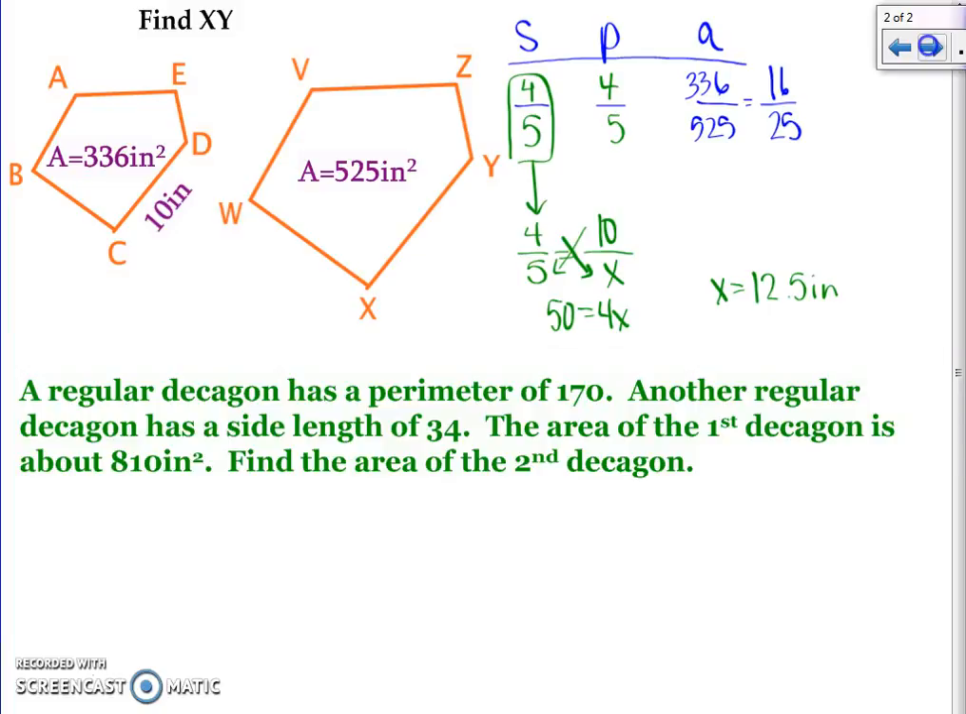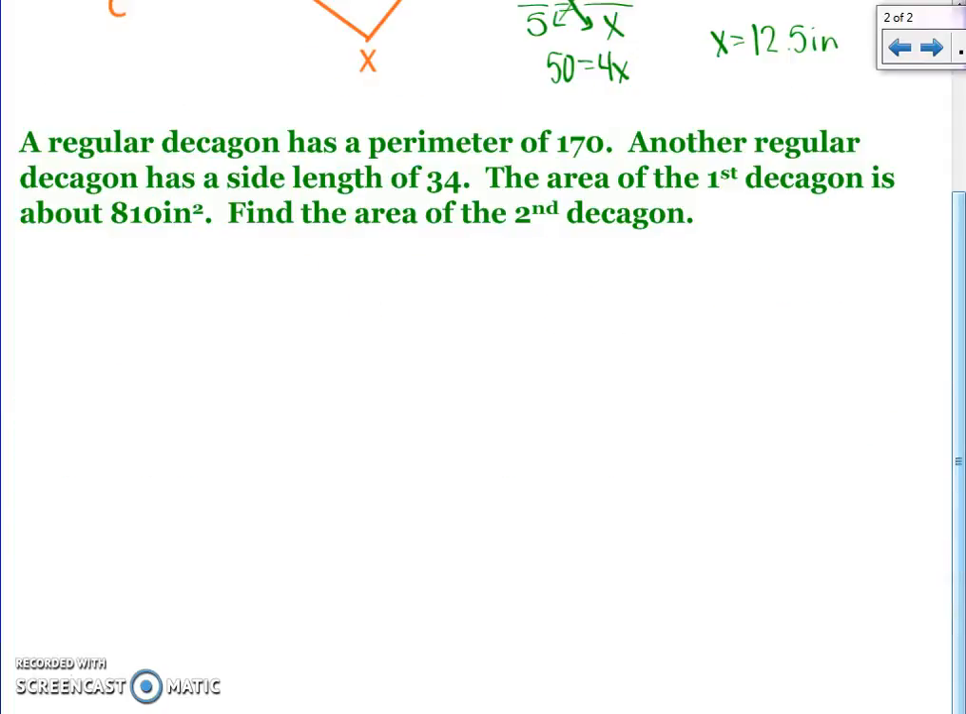Okay, this last one is almost identical to a test question that you're going to see next week. No, the week after. All right, so we've got a regular decagon. What does decagon mean? How many? Okay. And what does regular mean? Yeah, everything's equal. All the sides are equal, all the angles are equal. I'm really bad at drawing decagons, so I'm just going to draw a circle. We'll pretend there's 10 sides on there.